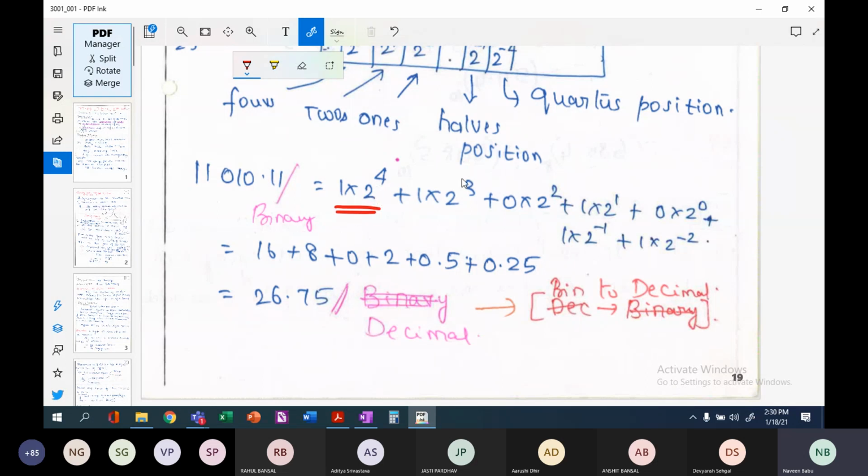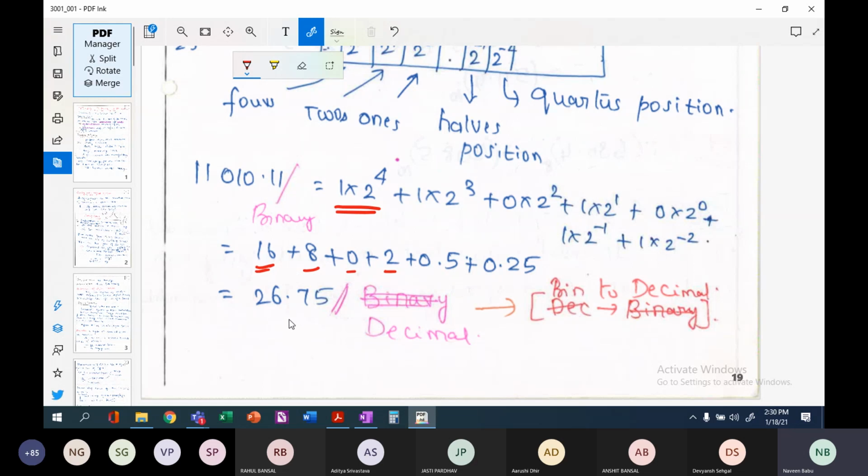Now, if you find what is 2 power 4, 2 into 2, 2 into 2, 2, so 16. 16 into 1 is 16. 2 cube is 8. And then 0 multiplied by anything is 0 here. So 2 and then 1 by 2. What is 1 by 2 here? It is 0.5. 1 by 4 is 0.25. So when you add all these things, what you get is 26.75.